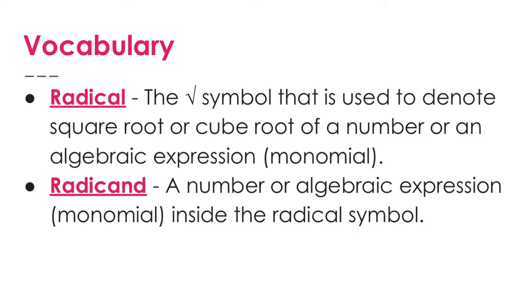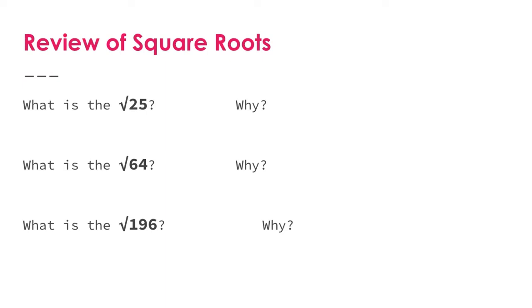Now let's take a look at some more examples. So now we're going to review some perfect squares. So the first one we have there is the square root of 25. So what is the square root of 25? It is 5. And we know that because 5 times 5 equals 25. So perfect square. The next one is 64. So what is the square root of 64? It's 8 because 8 times 8 is equal to 64. And the last one says what is the square root of 196? And we know that is 14 because 14 times 14 equals 196.